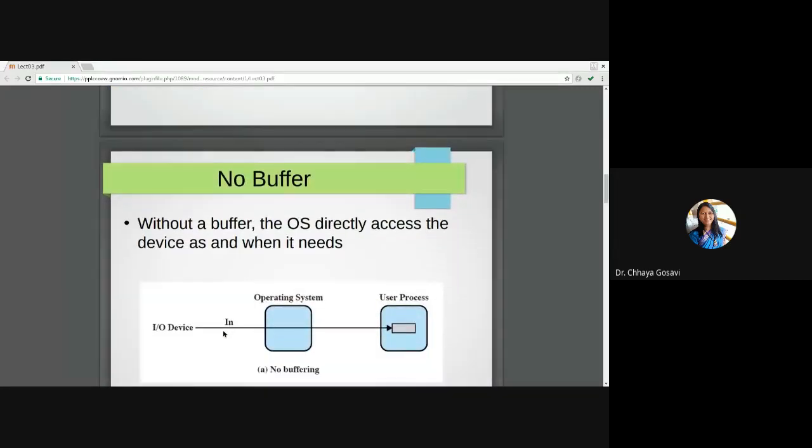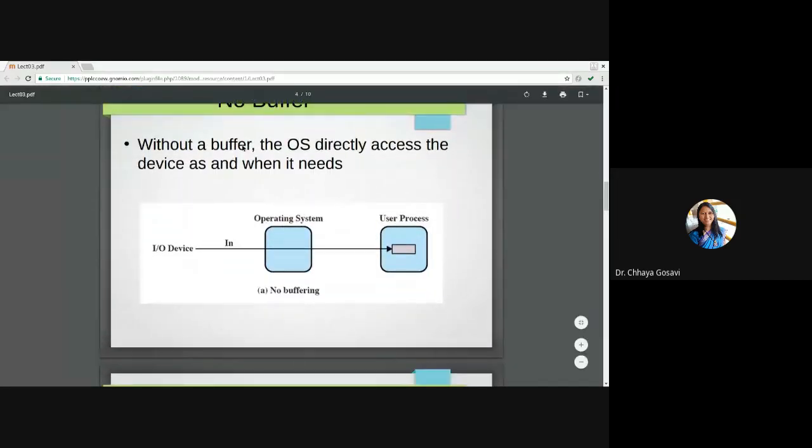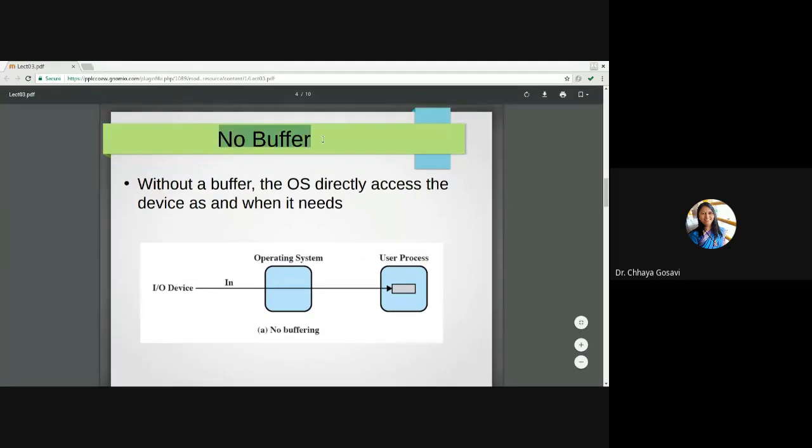So initially there was no buffer. No buffer means no intermediate storage was available. Without a buffer, the operating system directly accesses the device as and when it needs. Suppose this is a user process and this is an IO device, and the user process wants to read data from the IO device. So the operating system directly connects the IO device to the user process. There was no buffering. So sometimes the process has to wait if that IO device is busy, and it may create a deadlock.